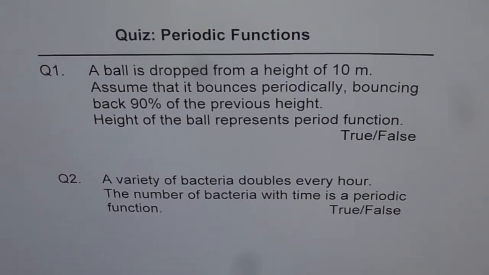Here is question number 1. A ball is dropped from a height of 10 meters. Assume that it bounces periodically, bouncing back 90% of the previous height. Height of the ball represents periodic function. True or false?